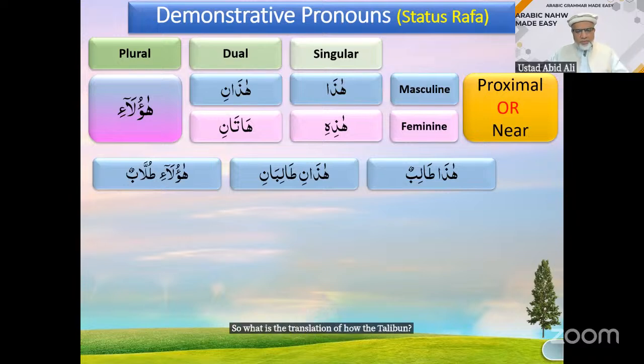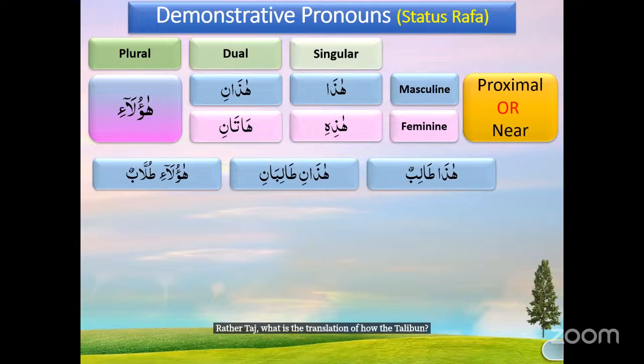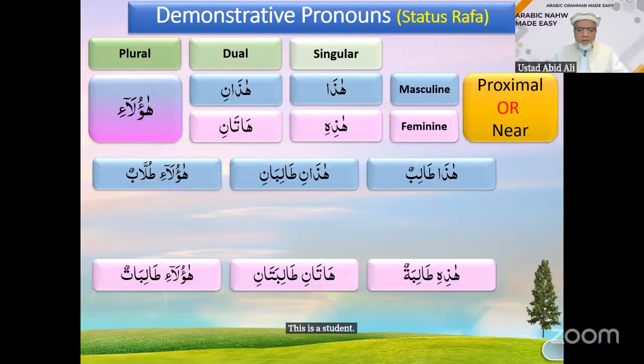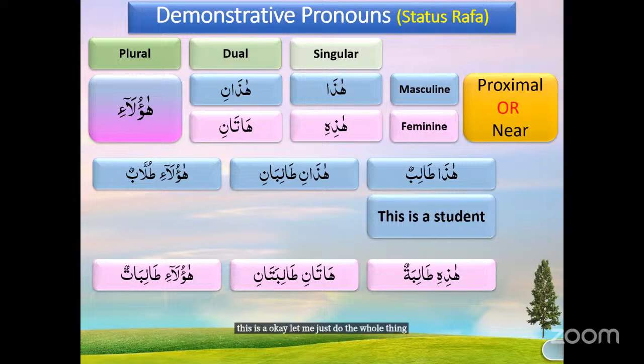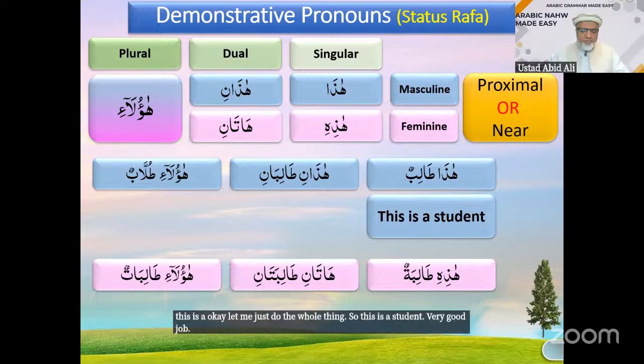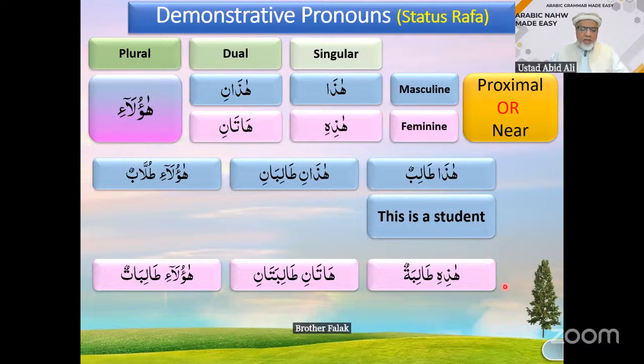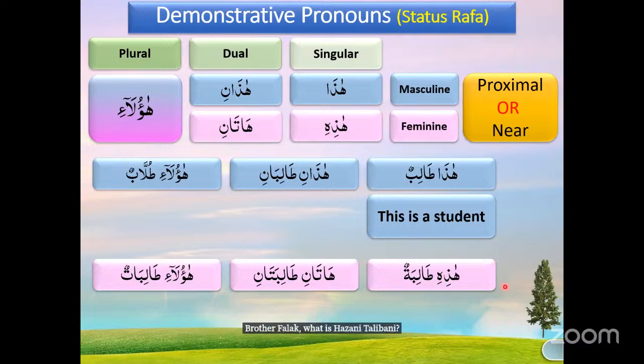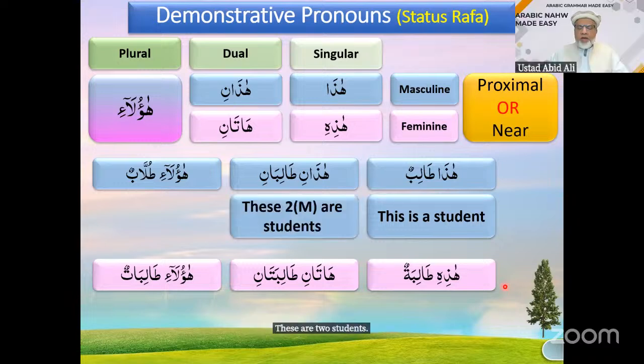Brother Taj, what is the translation of hada talibun? This is a student. Very good job. Okay. Brother Falak, what is hadani talibani? These are two students. These two male are students. Yes, good job. Brother Imran, haulai tullabun.